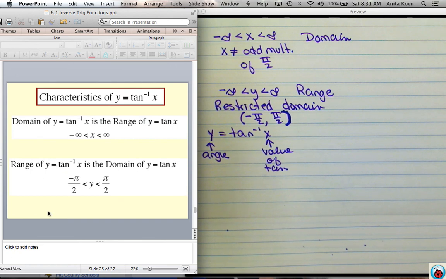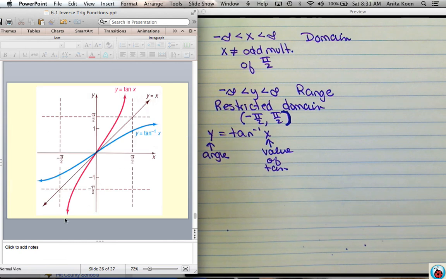The characteristics of the tangent inverse: y equals the tangent inverse of x. The domain of the tangent inverse becomes the range of the tangent, and that's all real numbers. And the range of the tangent inverse is the domain of the tangent, and that's between negative pi halves and pi halves. Again, this is because they are inverse functions, so the domain becomes the range becomes the domain.